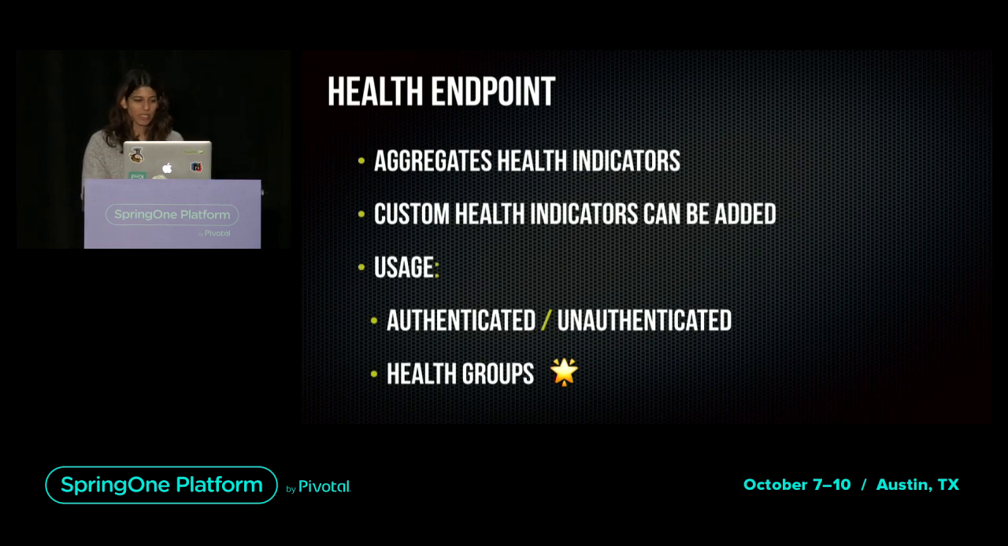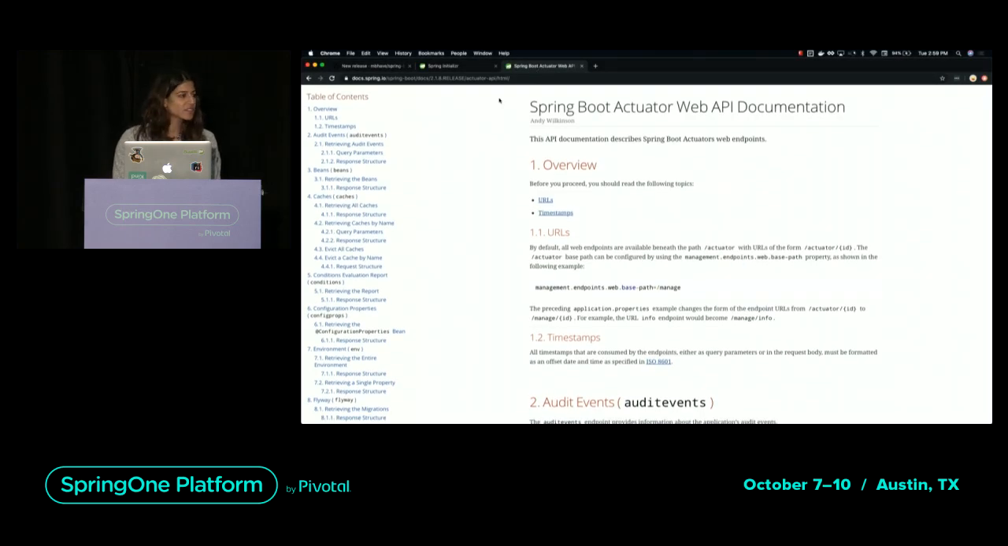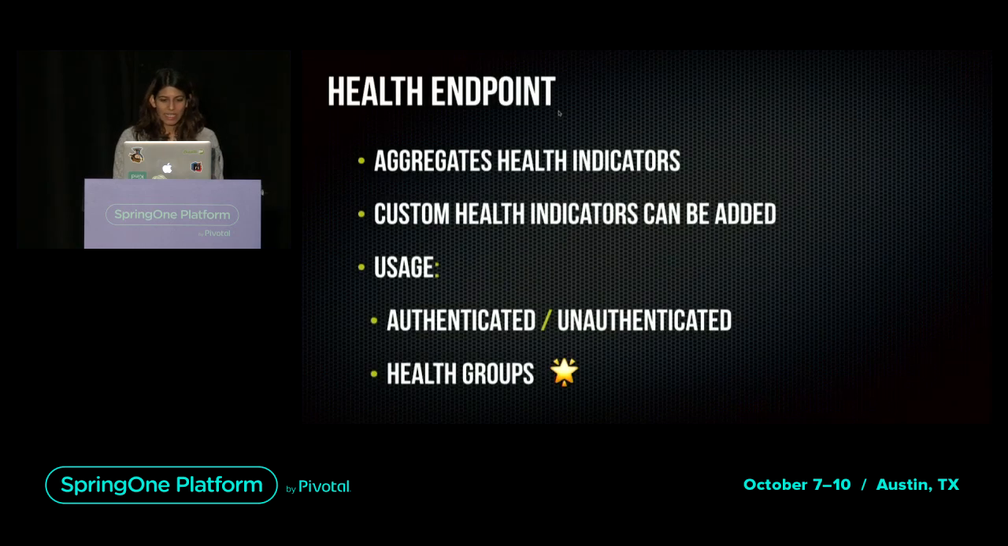So I'll just go a little bit into depth about some of these. There are more Actuator endpoints available. You can get a list of all the Actuator endpoints from the reference documentation. We have separate web API documentation for the Actuator endpoints. The health endpoint basically has these health indicators. So there's a disk space health indicator. I think there's a Redis health indicator and things like that. And the endpoint will aggregate all the information from these health indicators and give you an overall view of your application's health. You can add custom health indicators depending on your use case.